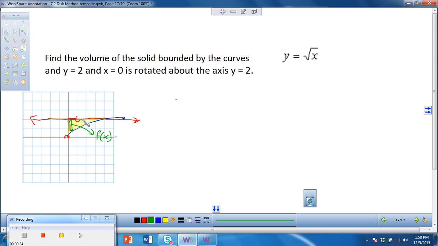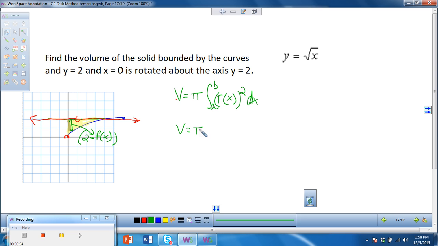So actually, we always like to do top minus bottom, so it should be 2 minus f of x. So the axis of rotation is on top, and we subtract the function from that, and that gives us this distance, that gives us this radius. So now, in our formula, V equals pi, integral a to b of r squared, our r squared now is this distance. So it's the distance between the axis of rotation and the function.